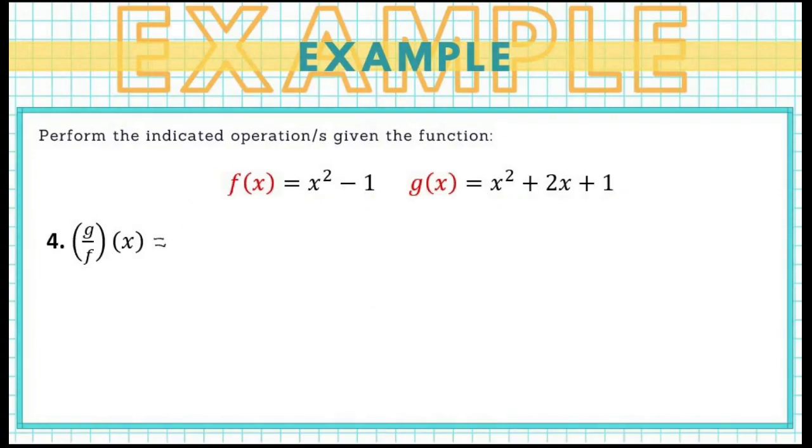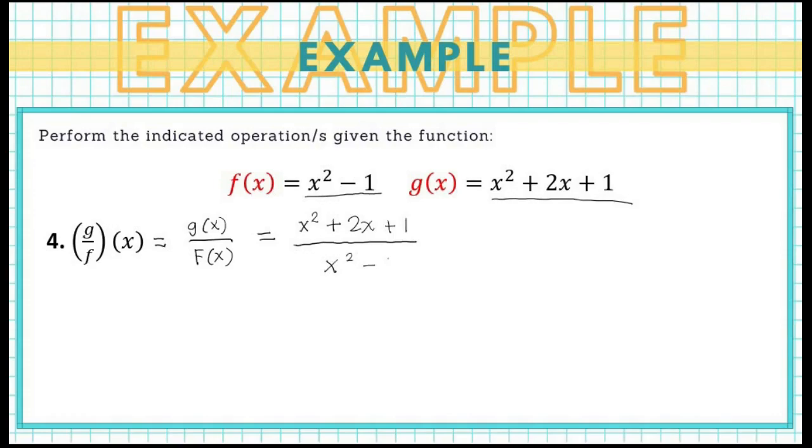Moving on to another example, let's have now division. g over f of x can be written as g of x over f of x. Same procedure, we substitute the values. For g of x, the value is x squared plus 2x plus 1. So we substitute it in our function. Copy x squared plus 2x plus 1. And same for f of x. We identify what's the value of f of x, and in the given, it is x squared minus 1. So let's now substitute. The denominator becomes x squared minus 1.